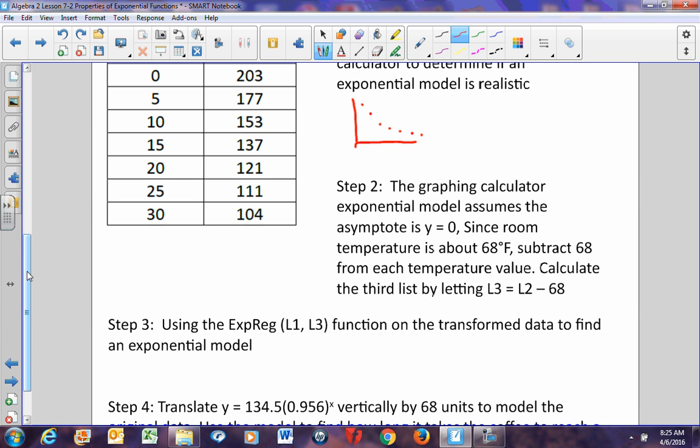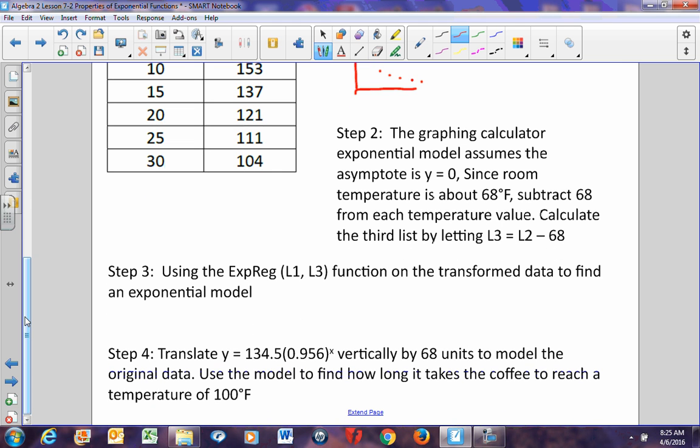If you do that, okay, you're going to get these new temperatures of 135, 109, 85, 69, okay, 53, 43, 36. Okay. So now, if you're using the Inspire, or the 83, you're just going to do let L3 equal L2 minus 68. Okay, what it says there. So using your data, L1 and L3, or for us, time and T, okay, let's find the exponential model.